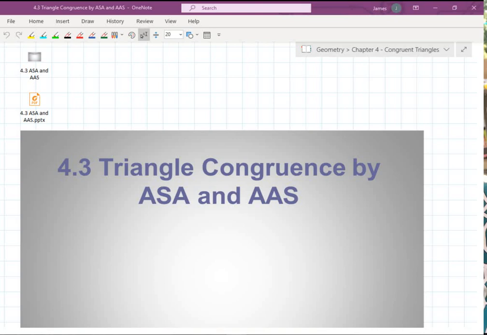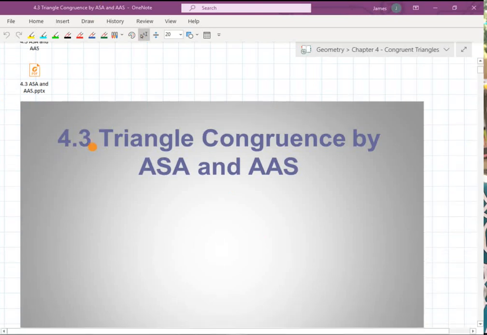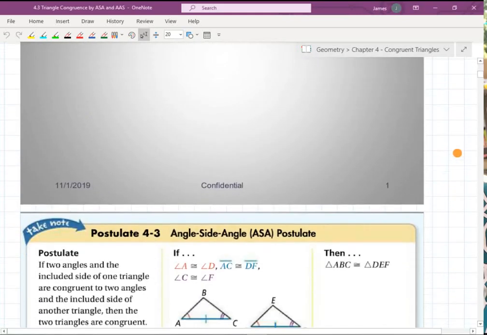But 4.3 talks about triangle congruence, and it's by 2 new techniques. Okay, but based off of what we've already learned with side, side, side, and side, angle, side, this is no different. It's just the different parts. Instead of 2 sides, now we're talking about 2 angles. Instead of the angle being in the middle, now the side is in the middle. Okay, so we have ASA and AAS as our additional congruence tools.